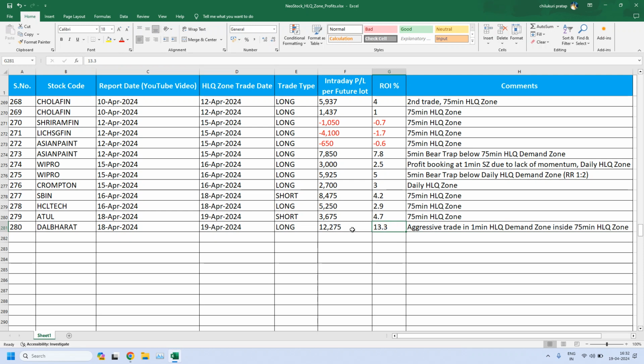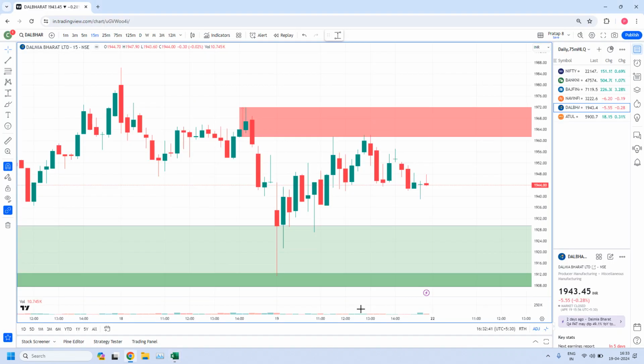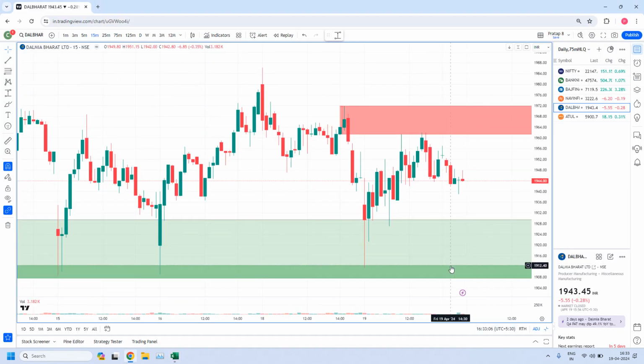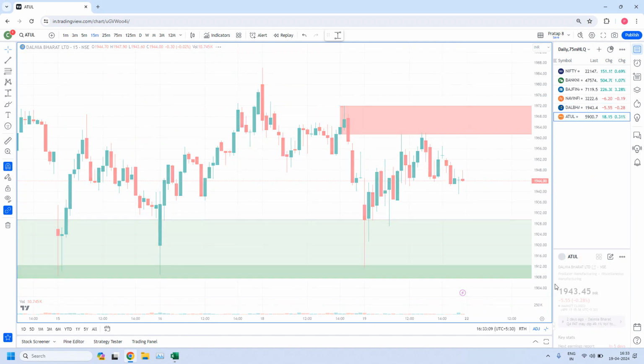Why did we get a very good ROI? Because this stock's margin cost is also less than 1 lakh. That's why we got, maybe around 90,000 something is there. So Dalmia Bharat is a very good trade. And one more trade we got, that is Atul.